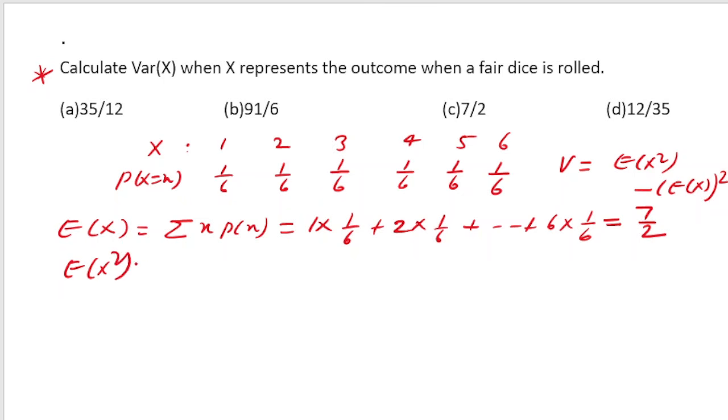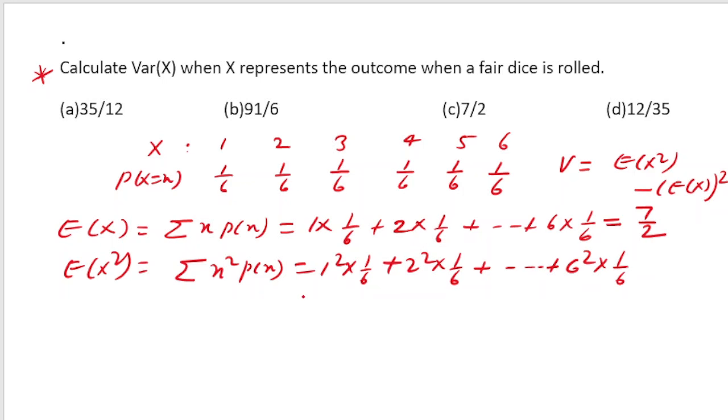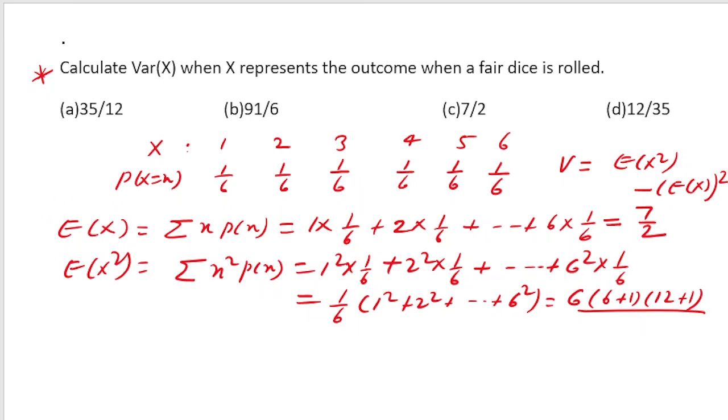Expectation of x square will be how much? It will be summation of x square into p of x. So 1 square into 1 by 6 plus 2 square into 1 by 6, and the last term will be plus 6 square into 1 by 6. So 1 by 6 can be taken common, and we take 1 square plus 2 square up to 6 square. Sum of squares of first n natural numbers is n into n plus 1 into 2n plus 1 by 6, that is 6 into 6 plus 1 into 2 into 6 plus 1, by 6. I hope you remember this formula. For n equal to 6, I have used that.